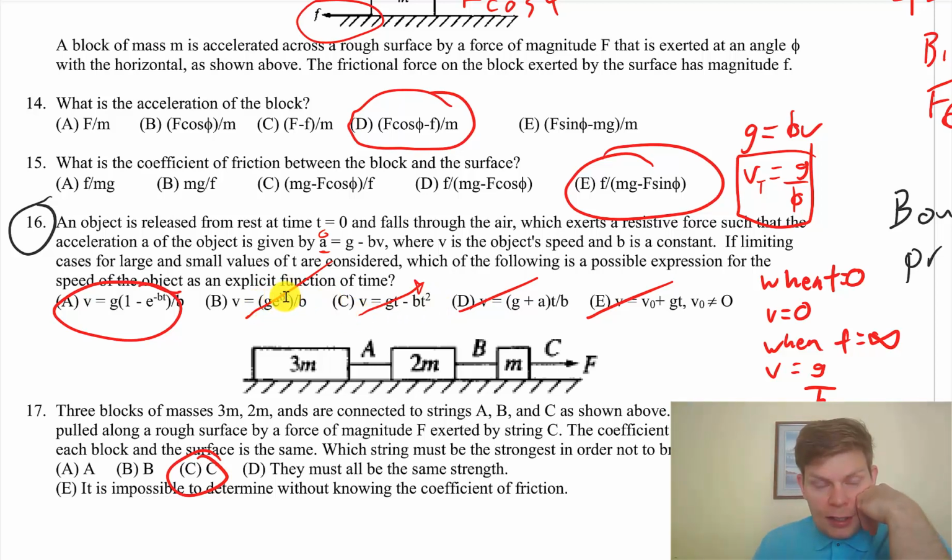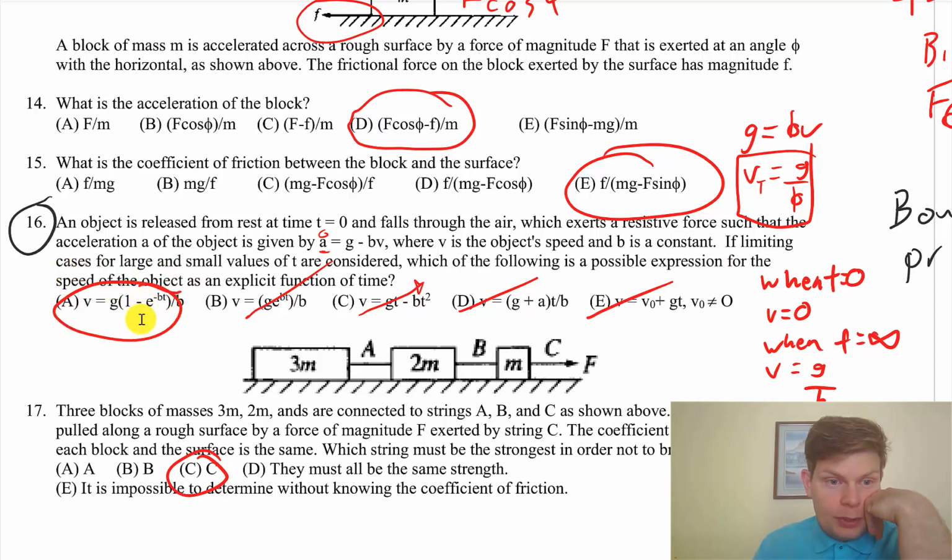For this guy, this doesn't work for either of them. Anything to the 0th power is 1. So at time t equals 0, v would be g over b in this case, because e to the bt or negative bt there doesn't really matter if t is 0. Anything to the 0th power is just 1, so you just have g over b. So it doesn't fit this guy.